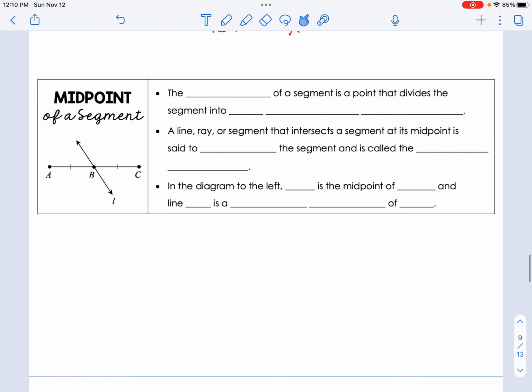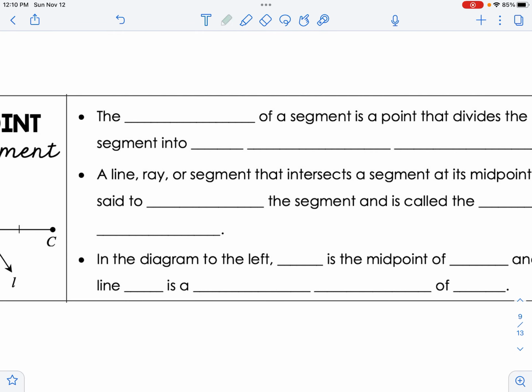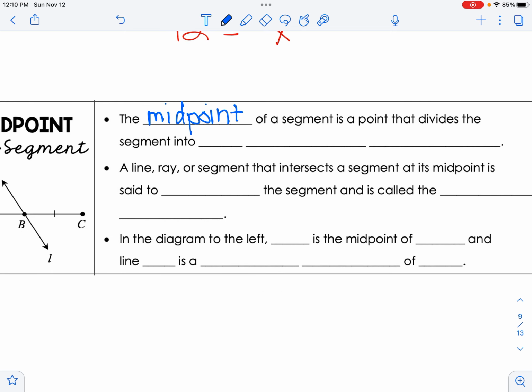All right, let's talk about the midpoint of a segment. So midpoints are the very middle of a segment. So let's put some things in here. The midpoint of a segment is a point that divides the segment into two congruent segments.